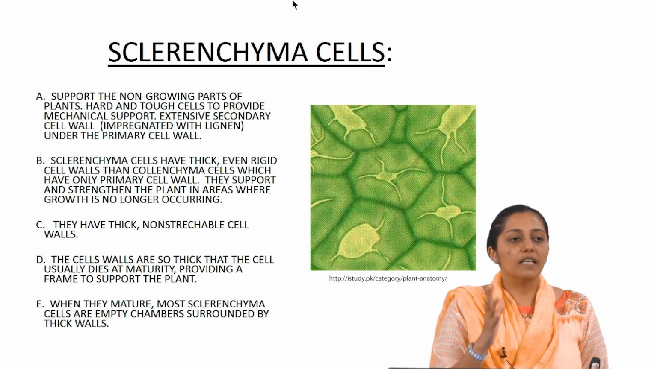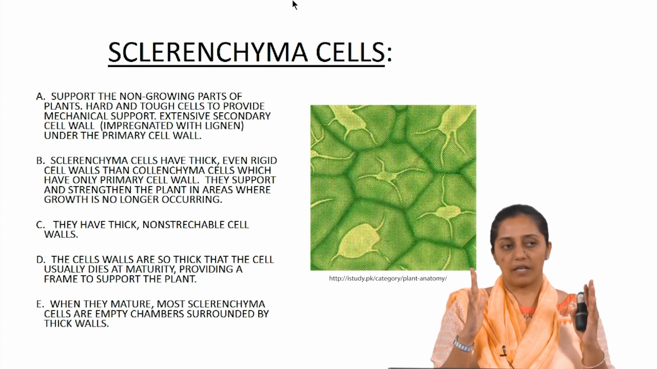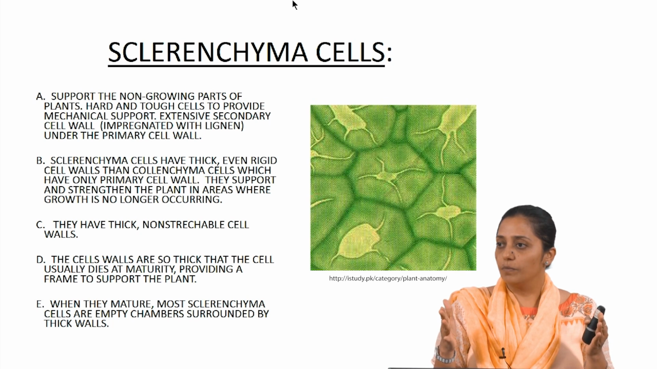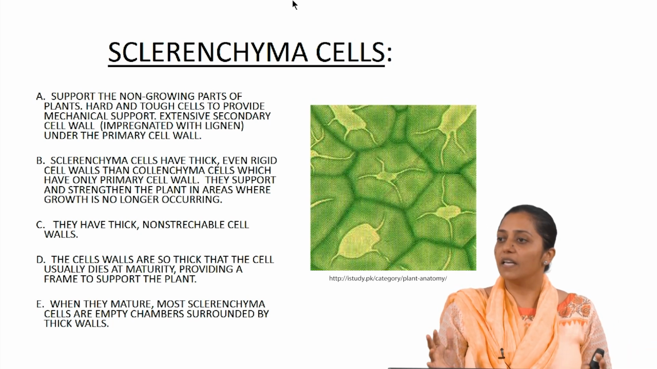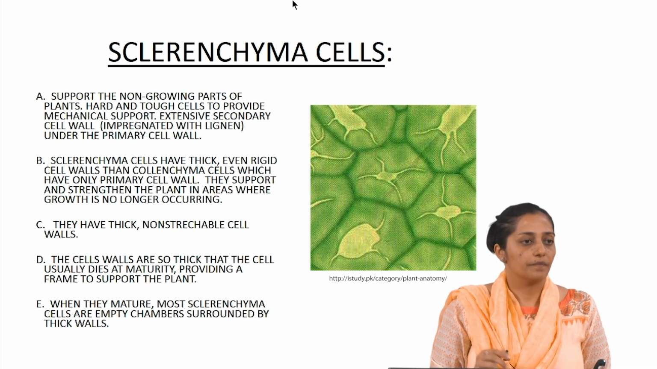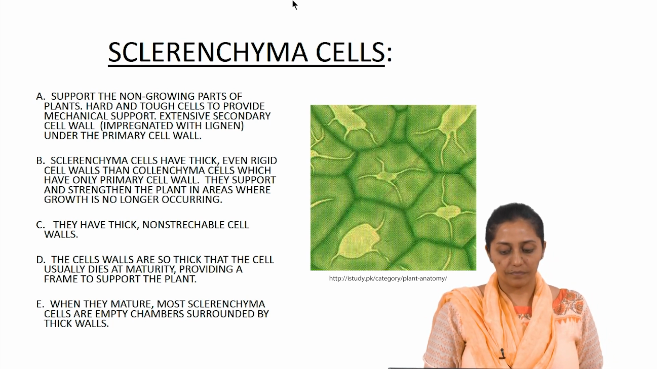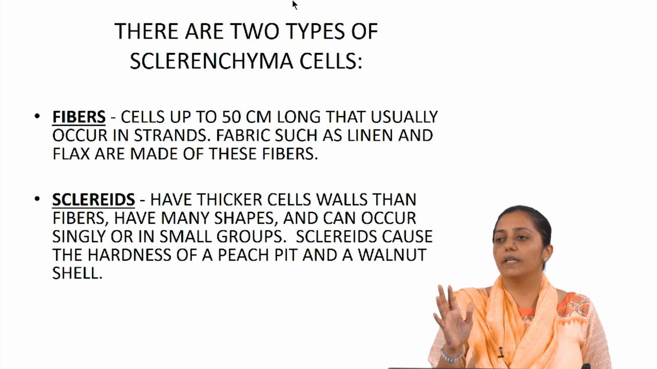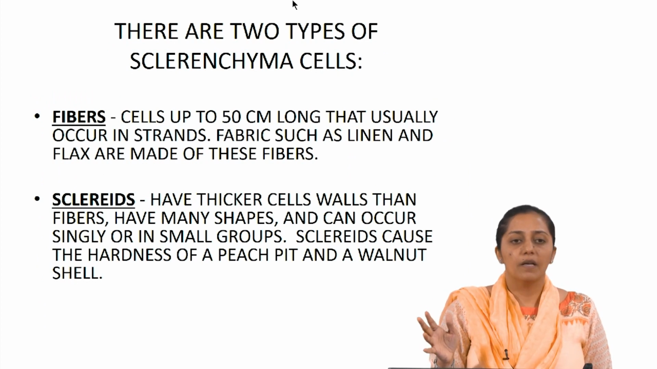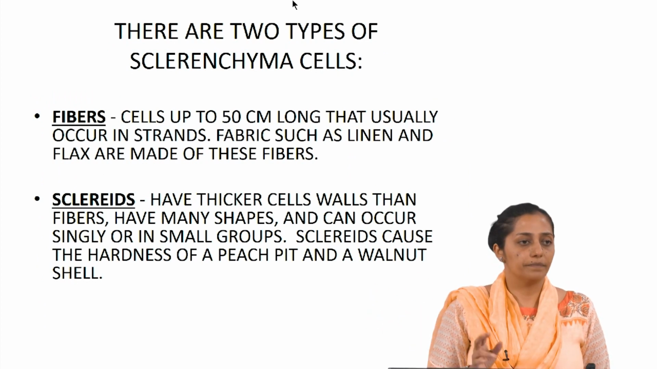So most of these cells, if you observe, will be empty chambers with only the cell wall. Generally their purpose is to provide structure and to provide protection against the external environment. So that is the sclerenchyma cells. You will find them only in matured parts of the plant where there is no more growth required.